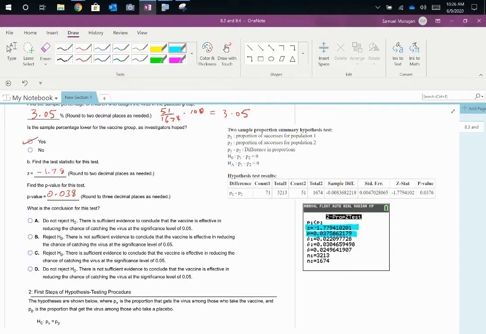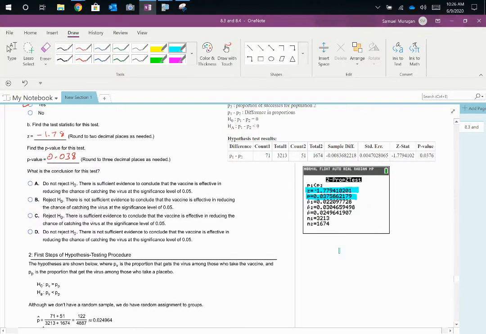conclusion. So now we're going to compare our p-value to the significance level that we were given. Okay, the significance level is 0.05. So 0.038 is less than 0.05. So we must reject the null hypothesis. Okay, so our answer choices are either B or C.